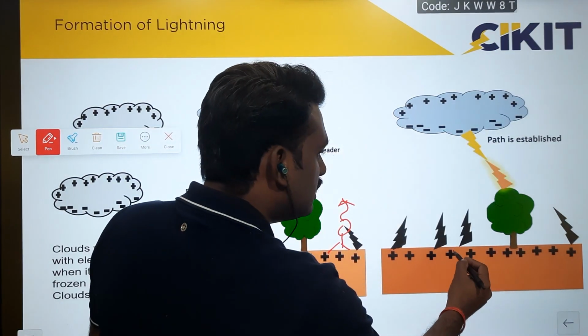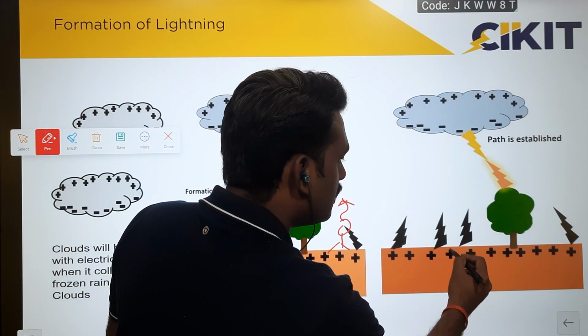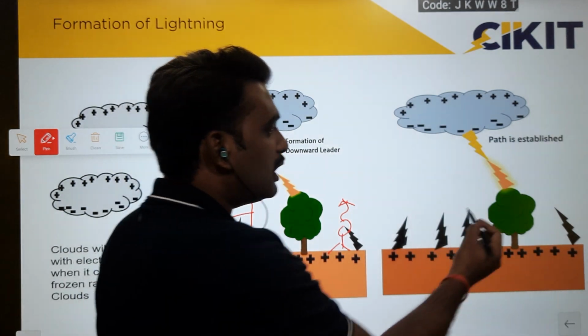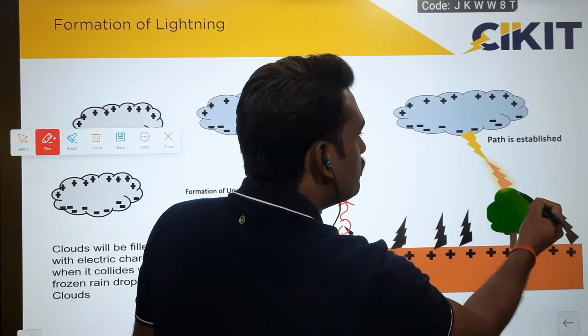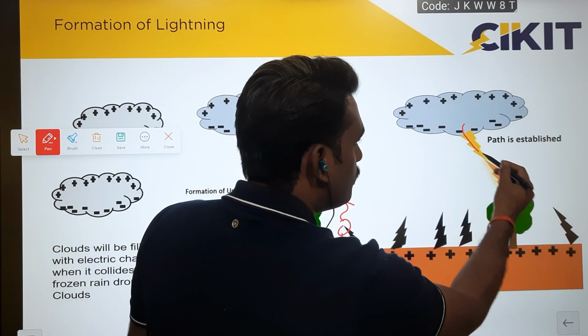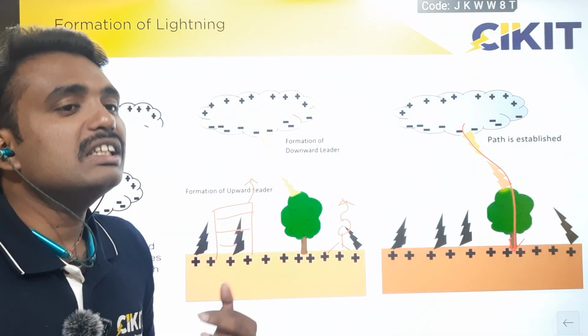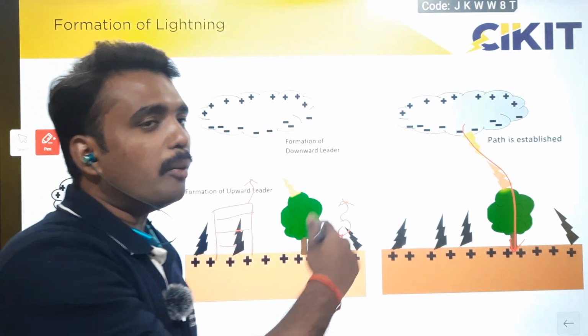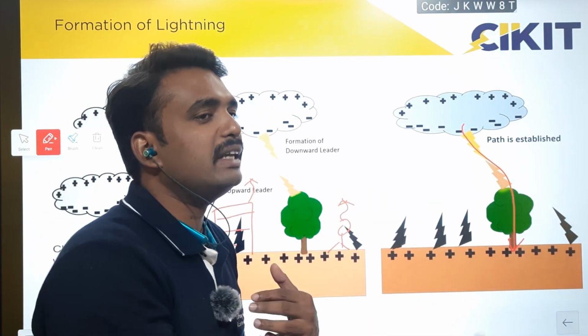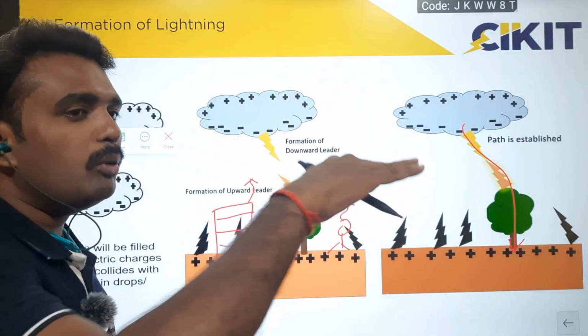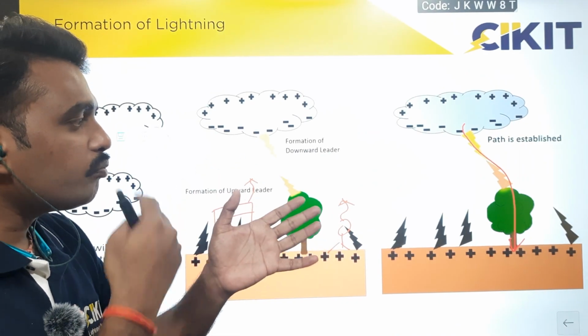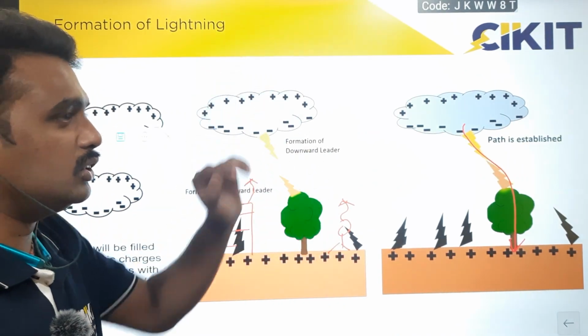In this case, the positive charges are sent by the ground as well as the tree. But the positive charges from the tree will reach the negative charges first, so the path will be closed through the tree. But it doesn't mean that only the tree is sending a positive charge. All the objects that are connected to the ground will be sending a positive charge, but the path will be closed only through the charges which reach the negative charges first.